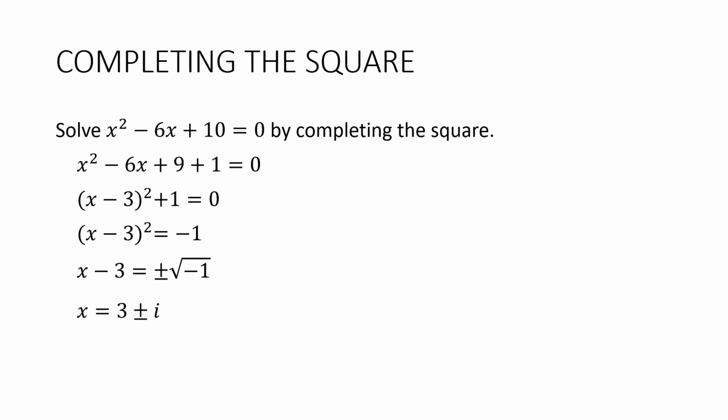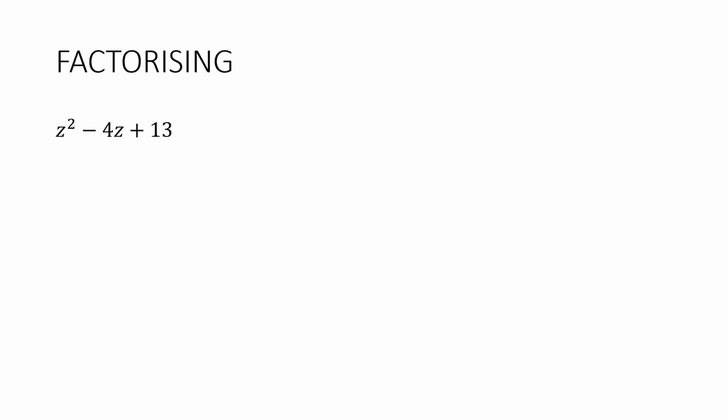And bringing the 3 over, x is equal to 3 plus or minus i. Now we're going to have a look at factorizing an expression rather than solving an equation. So z squared minus 4z plus 13. We're going to start by completing the square.